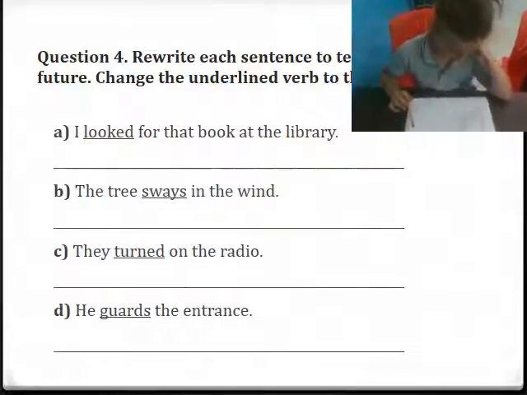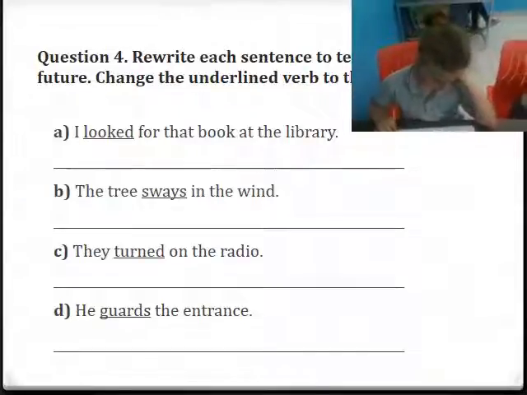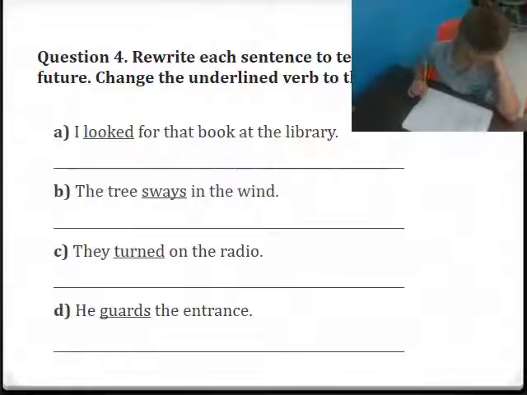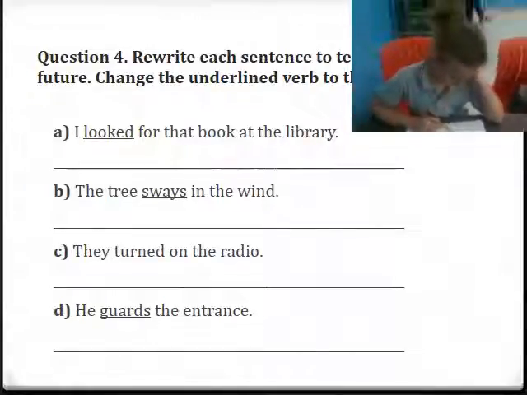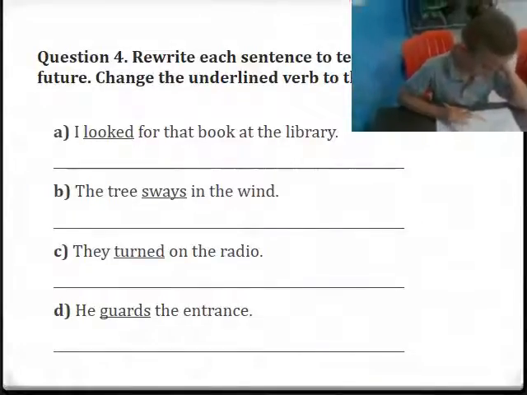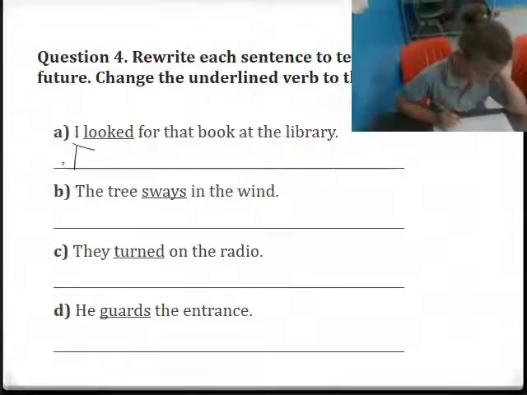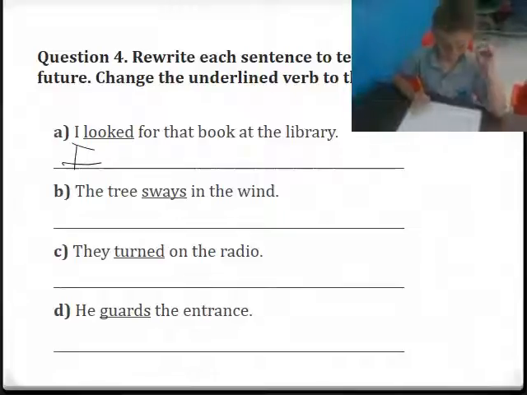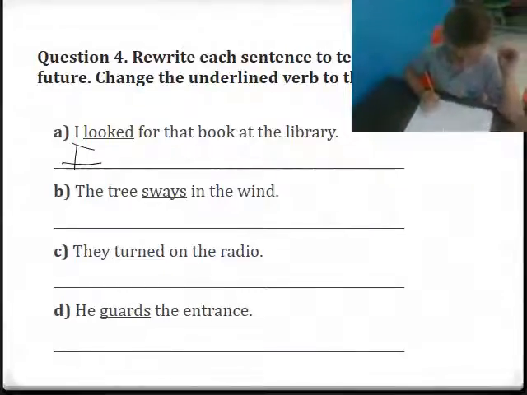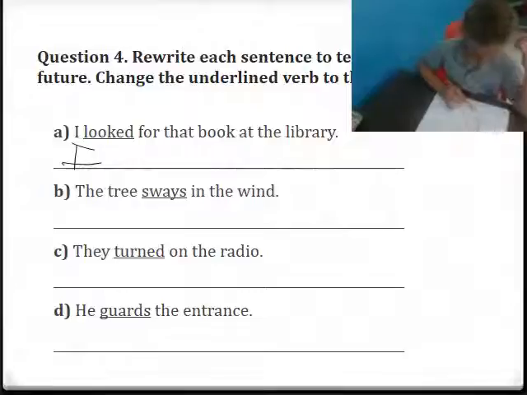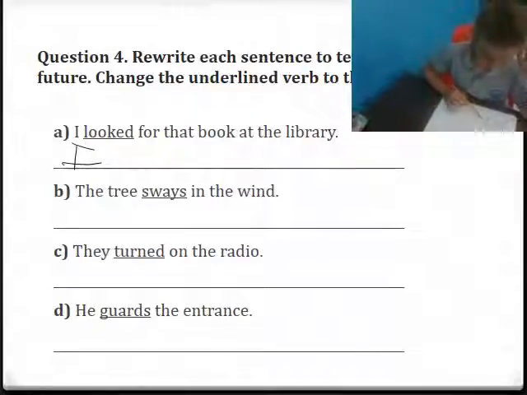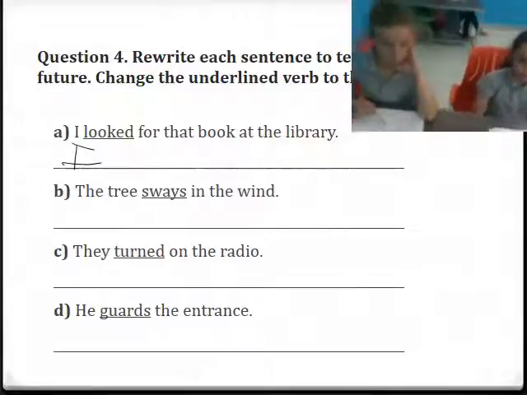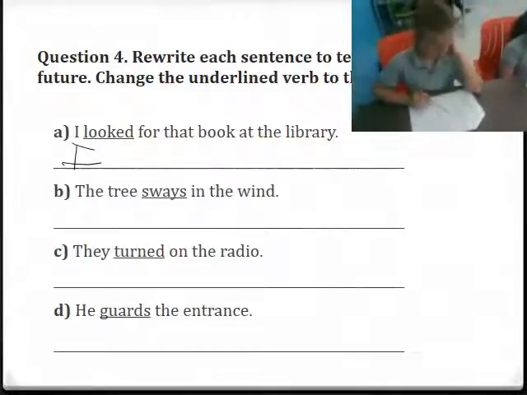I looked for that book at the library. How do we change this sentence to the future? Make it in the future. Look. We'll start with I. What do we put before the verb when we want to make it in the future? What do we write before it? Lamis, what do we write before it? Will. I will. I will what?